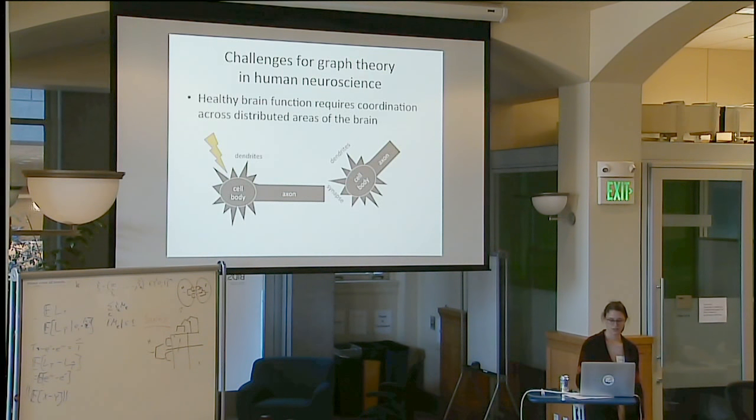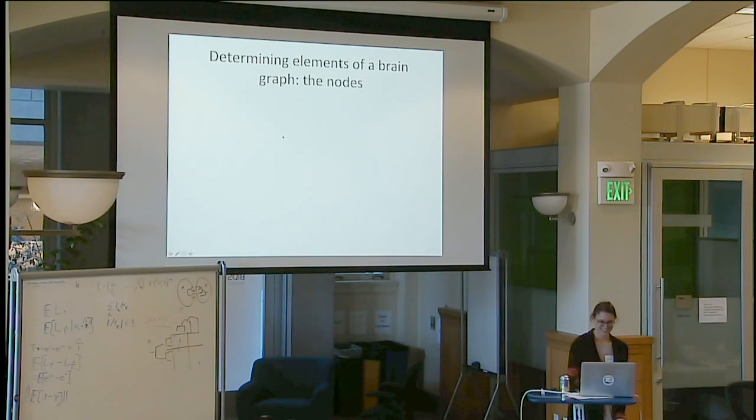So what happens when we get into humans and we can't use these invasive measures that are more easily interpretable and more easily tied to some ground truth? All right, so we're going to focus here on human neuroscience. The first challenge that I'm going to talk about is: what are the elements of a brain graph in terms of the nodes for humans?